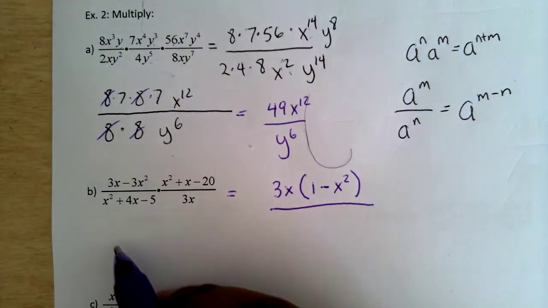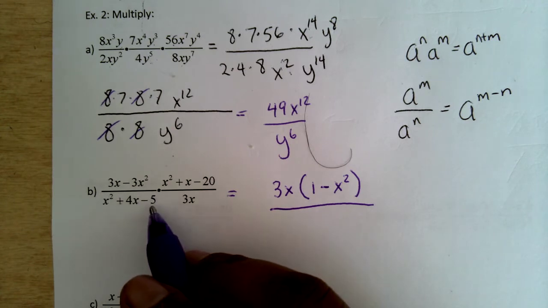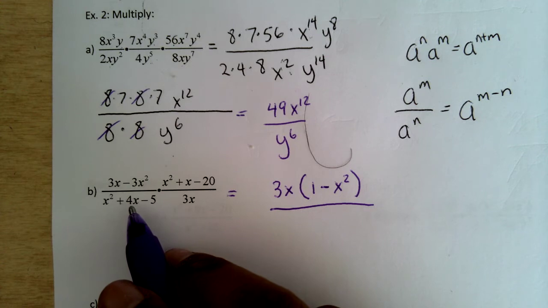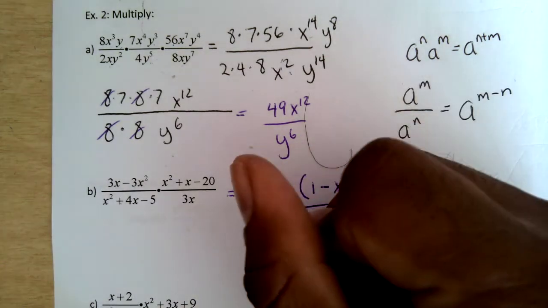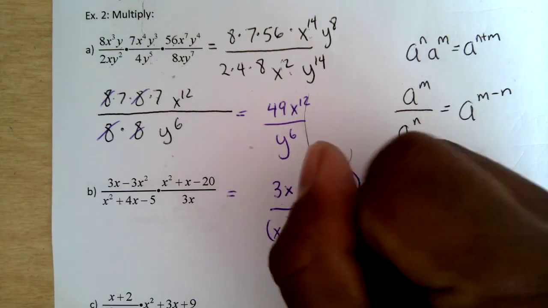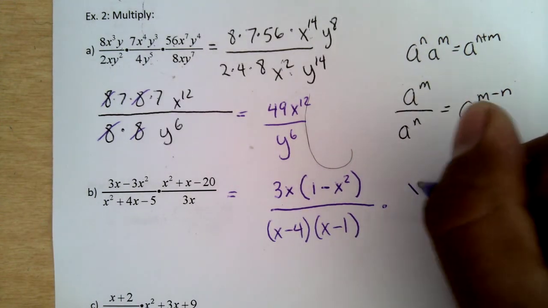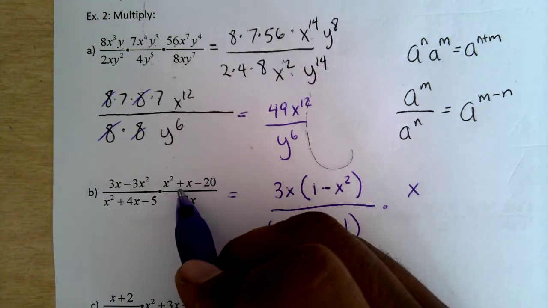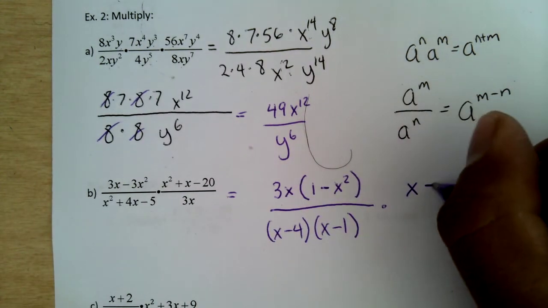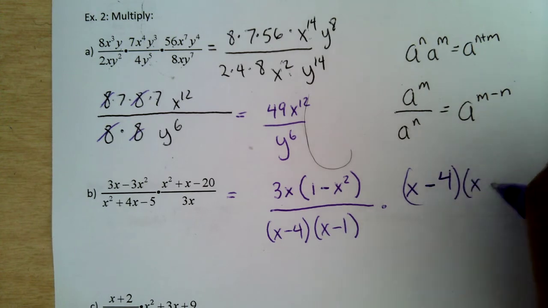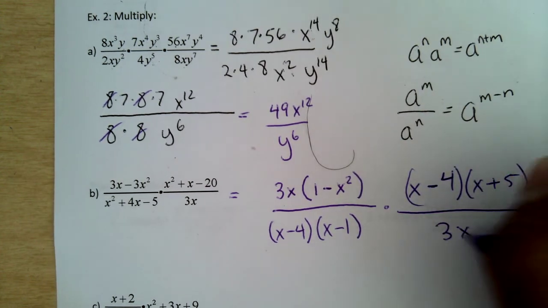On bottom, I'm going to start doing these diamond problems in my head. Two numbers that multiply to -5 and add to 4. Well, that would be -4 and -1. So I'm going to have x minus 4, x minus 1. Two numbers that multiply to -20 and add to 1, x minus 4 and x plus 5. And the 3x doesn't need to be factored.